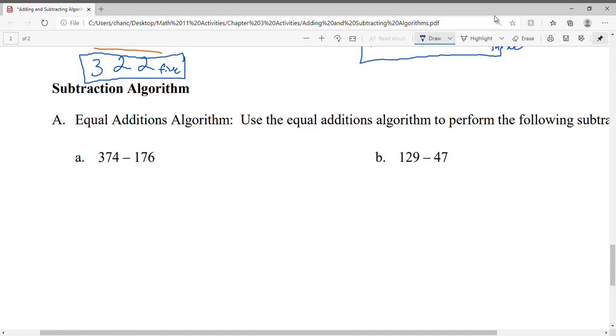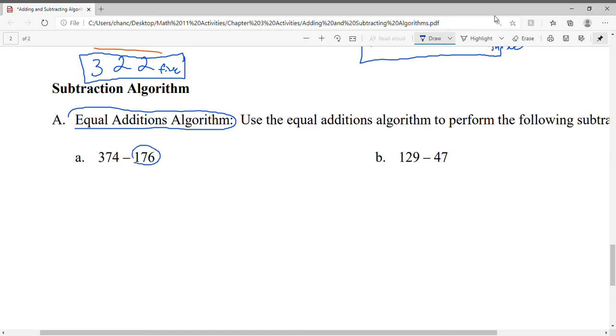Let's look at a subtraction algorithm now. The first one we're going to look at is known as the equal additions algorithm. For part A, let's use the equal additions algorithm. To do this method, you'll look at these numbers and try to make them nice hundreds numbers or thousand numbers so it's easy to subtract.